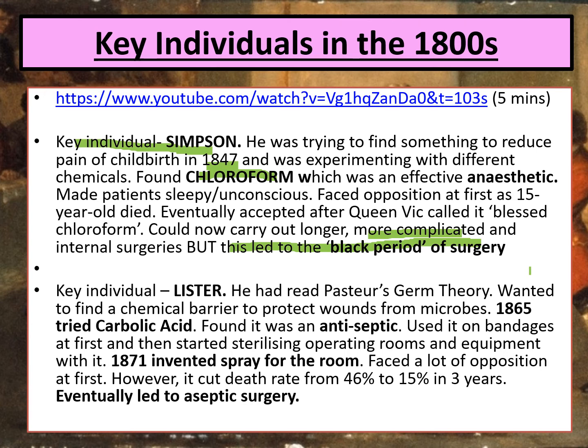The other one you need to know about is Lister, and Lister is working on one of the first antiseptics. Now, remember that they didn't have any understanding about germs until Pasteur's germ theory in 1861. They had been using things like wine as a mild antiseptic since the medieval period, but they didn't understand why that helped less people die.